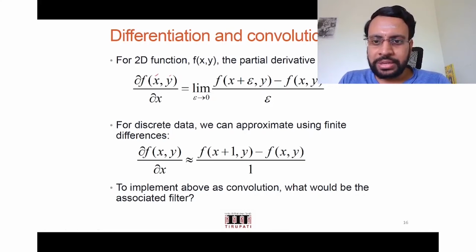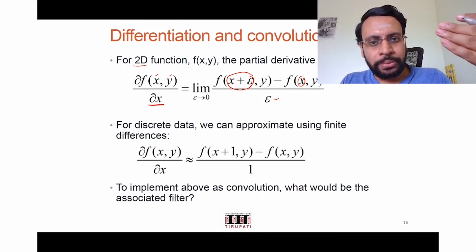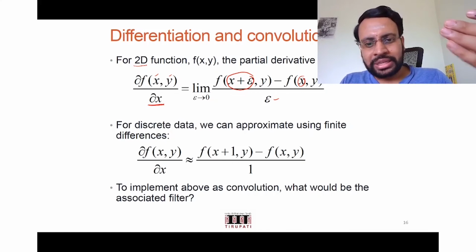f is a function of x and y for a 2D case. You want to compute the derivative with respect to x. So you change this x value. You have this function f of x, y computed at two values, x plus epsilon and x. Subtract the function computed at (x plus epsilon, y) minus the function computed at (x, y). So this is a standard definition of what a derivative is, isn't it? Then you take the difference of these values, x plus epsilon minus x gives you epsilon. So this is how in a continuous case you could compute the derivative in the x direction.